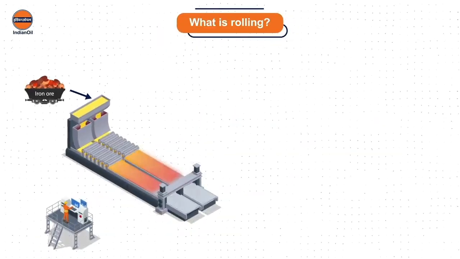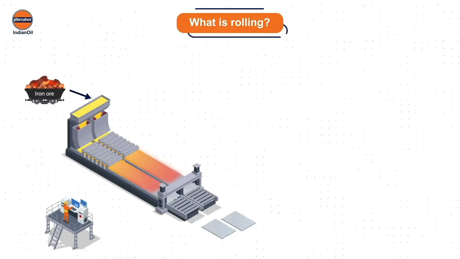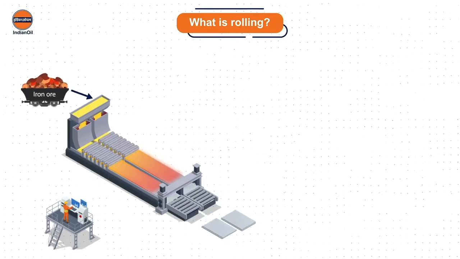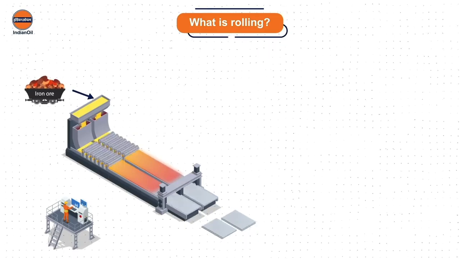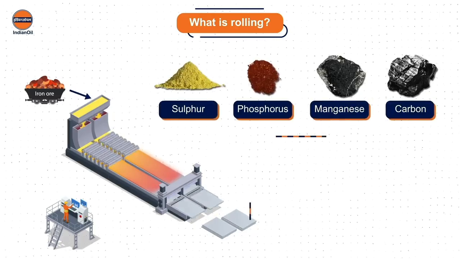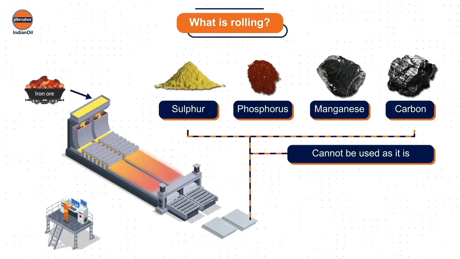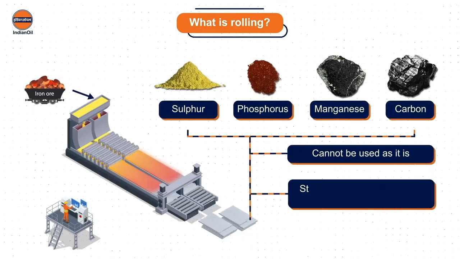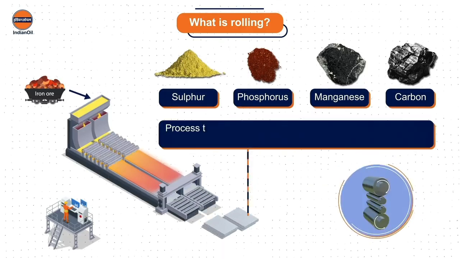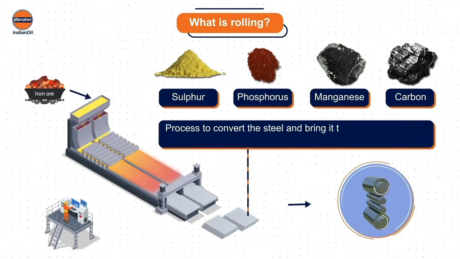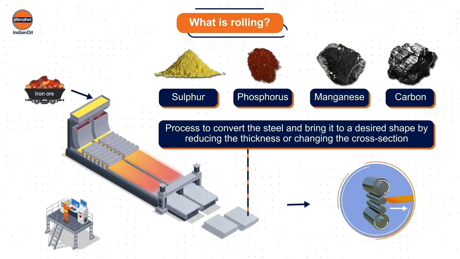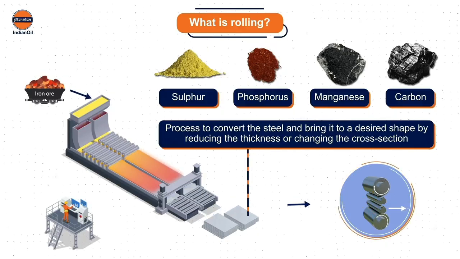First, let us start with understanding the process of rolling. Primarily, the steel that is made from the iron ore by melting and heating with several other elements such as carbon, manganese, phosphorus, sulfur, etc. cannot be used as it is. This is because the steel attains the shape of the mold at the end of the process. In order to convert the steel and bring it to a desired shape by reducing the thickness or changing the cross-section, rolling is carried out.